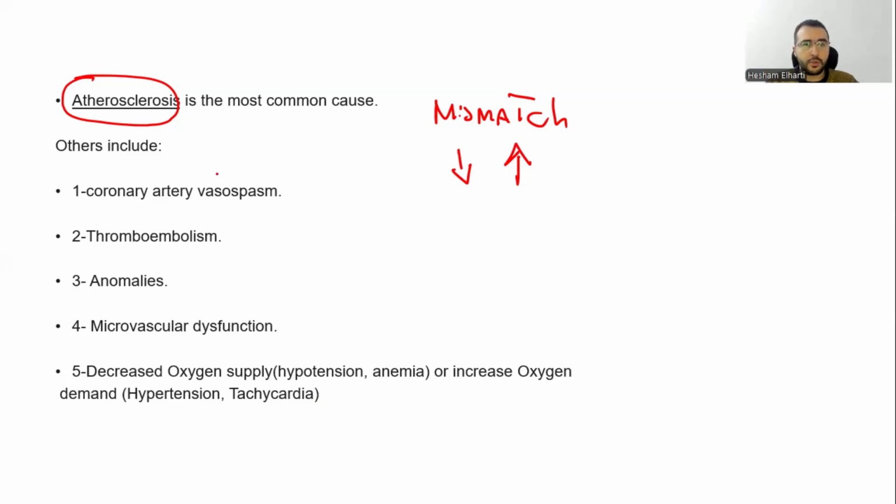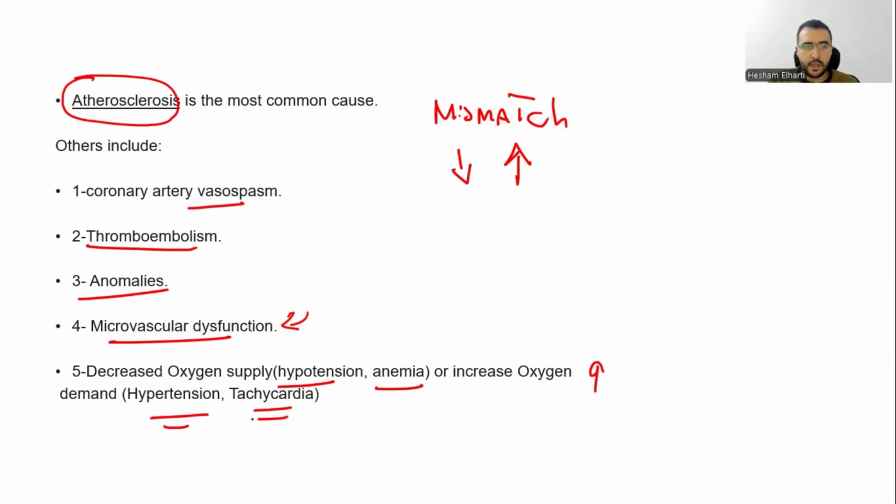Other causes include coronary artery vasospasm, thromboembolism, coronary artery anomalies, and microvascular dysfunction, which involves the small vessels of the coronary artery. As a result, if you do conventional coronary angiography, it will come back negative because it only detects the big vessels. Small vessels will not be detected. Other causes are decreased oxygen supply, such as hypotension and anemia, or increased oxygen demand, such as hypertension and tachycardia.